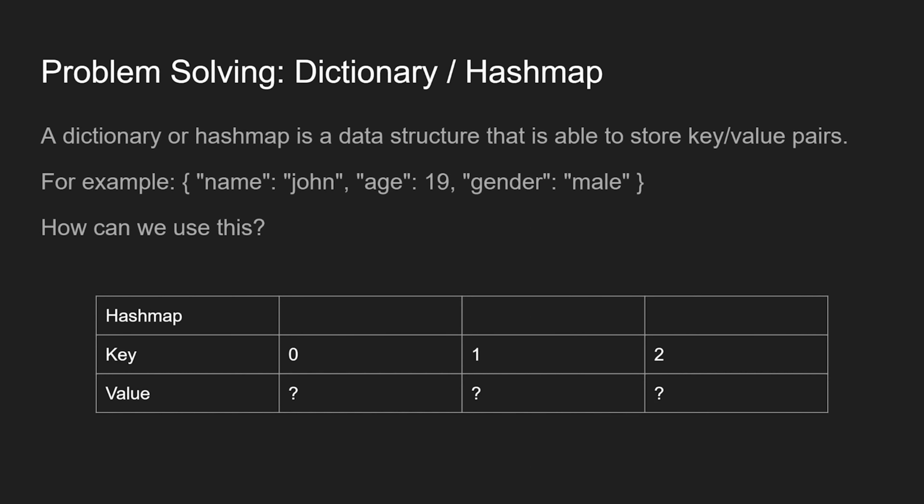We can use something called a dictionary or a hashmap. This is a data structure that is able to store key value pairs. For example, this dictionary right here stores John into the value of name, 19 into the value of age, male into the value of gender. So how can we use this key value pair to help us solve the problem of two sum?